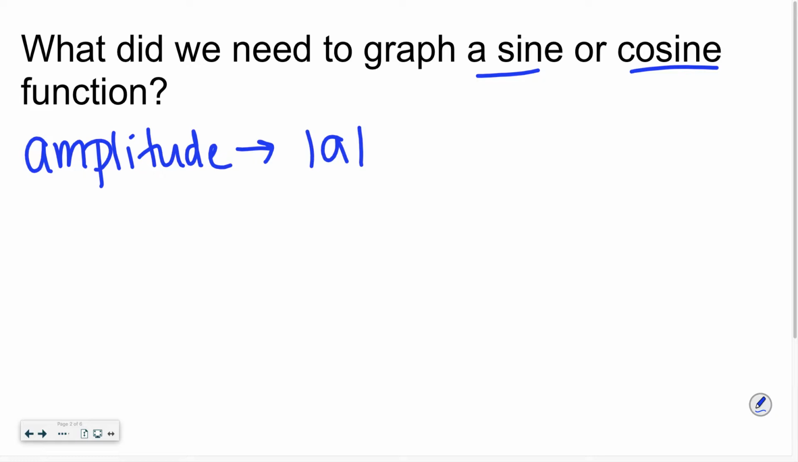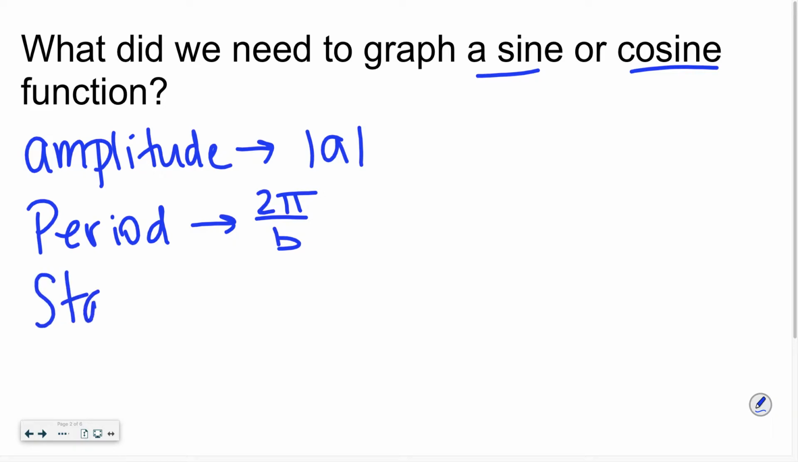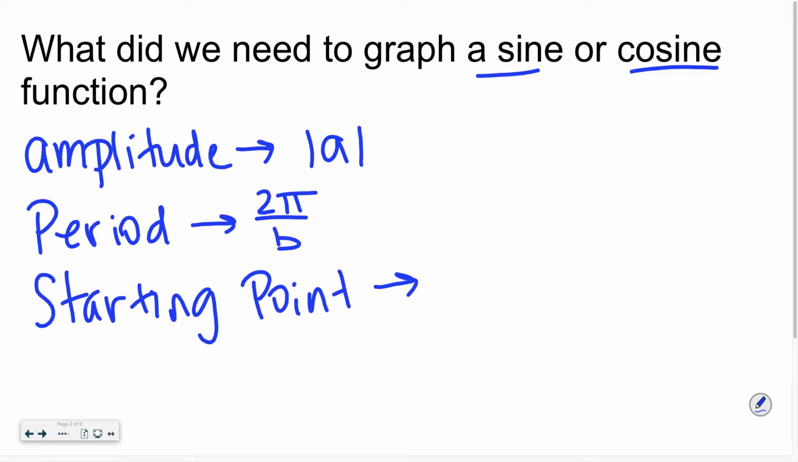All right. After we figure out the amplitude, what's the next thing you picked out? Period. Ethan, how do you identify the period? You would identify the period as 2 pi divided by b. So you took b, 2 pi divided by b, and then you knew how long to make your frame. Then what did you pick out? Starting point. I bet it was the starting point. And how do we identify the starting point? C divided by b comma d.